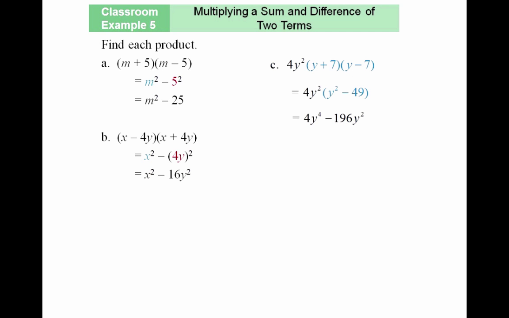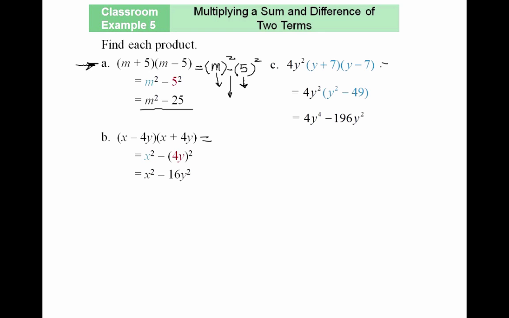Here are some examples. If I want to multiply m plus 5 times m minus 5, instead of multiplying term by term and adding up the two middle terms to 0, if I remember this is equal to a squared minus b squared, you can see your first term is m and your second term is 5. You simply square each of these and that results in m squared minus 25.